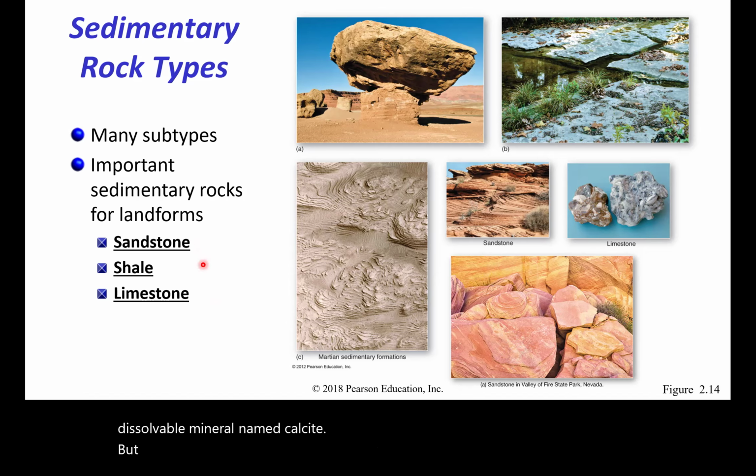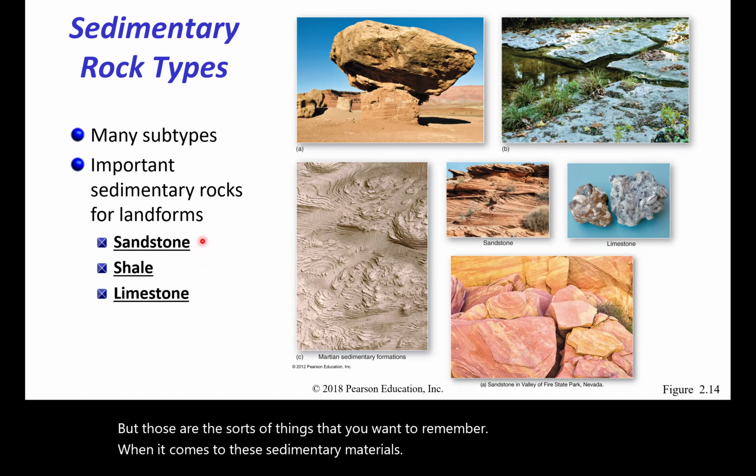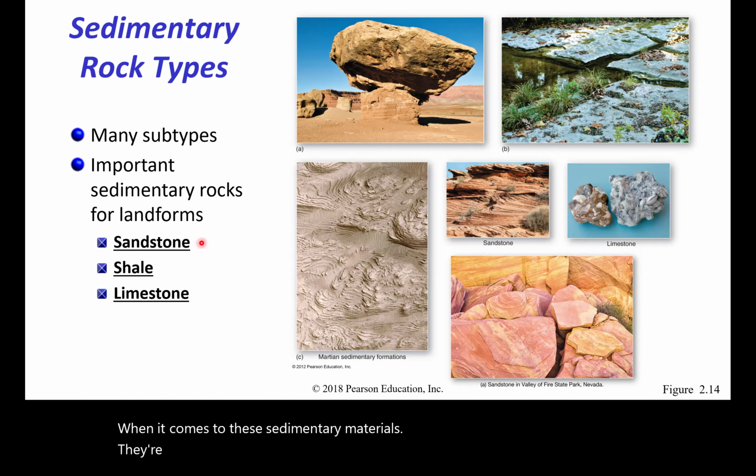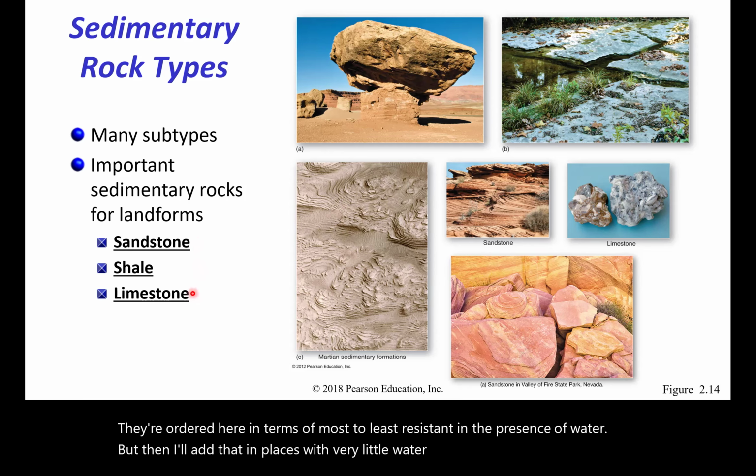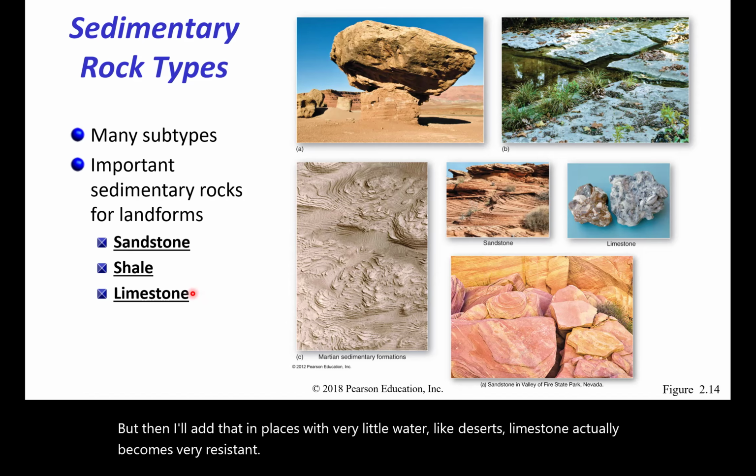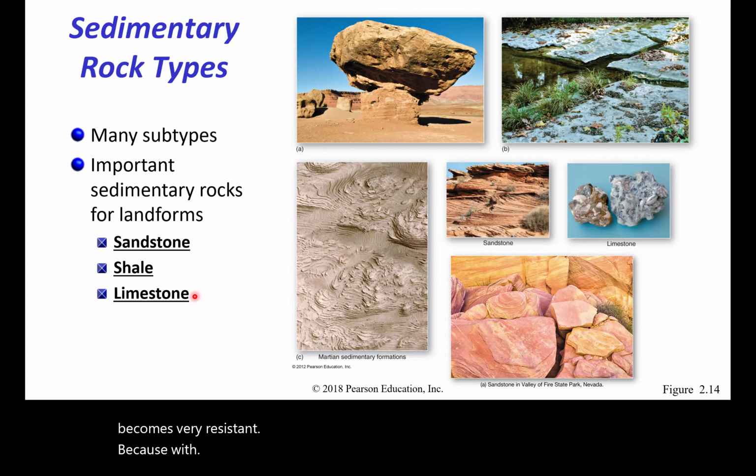But those are the sorts of things that you want to remember when it comes to these sedimentary materials. They're ordered here in terms of most to least resistant in the presence of water. But I'll add that in places with very little water, like deserts, limestone actually becomes very resistant because with just wind essentially out there, there's nothing to break it down so much. So it is really resistant in arid climates. We'll talk about that later.